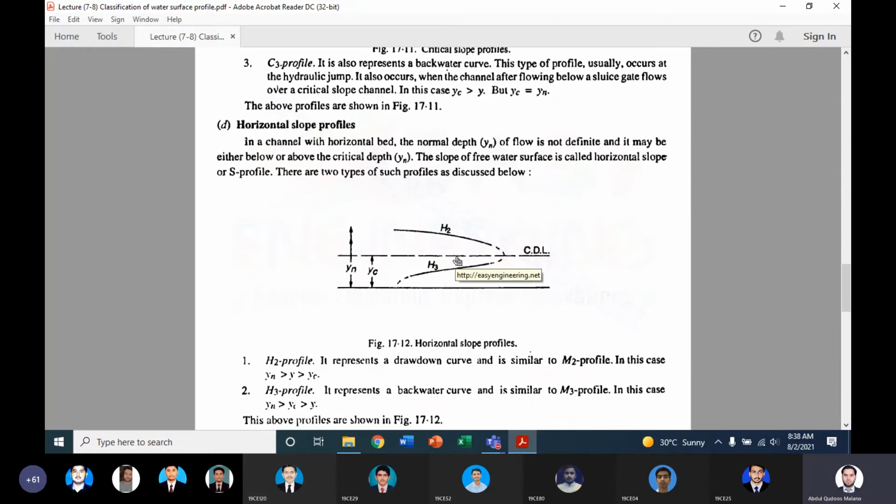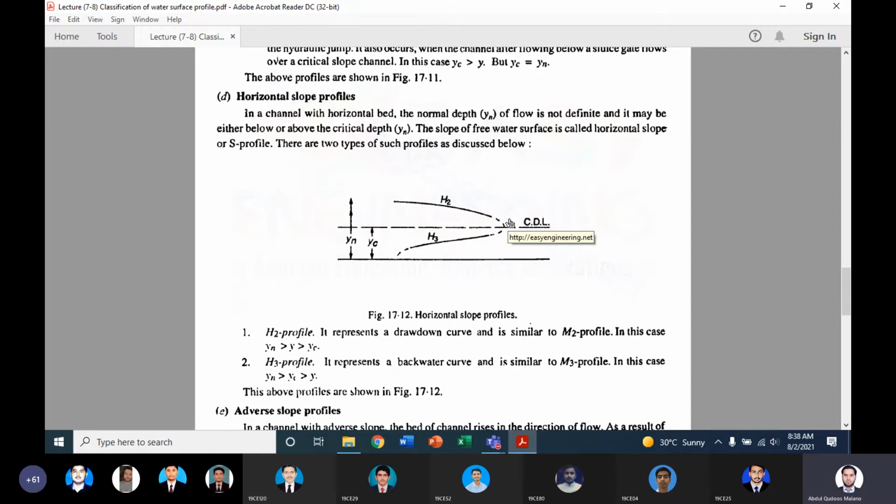Clear? Okay, then we have horizontal slope. अब ये एक ऐसा स्लोप जो बिल्कुल हॉरिजॉन्टल है. ठीक है, now this is a very complicated case because the property of the water is to travel from the higher potential towards the lower potential. So in this case what is going to be the behavior of the water?